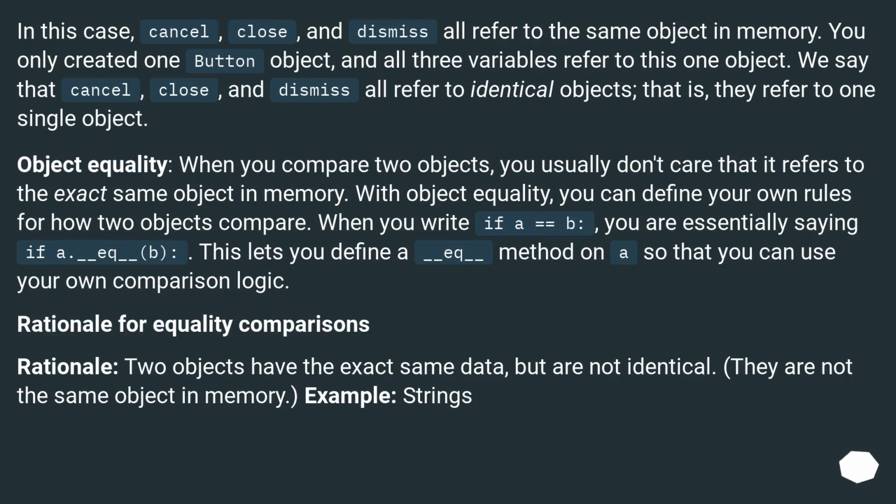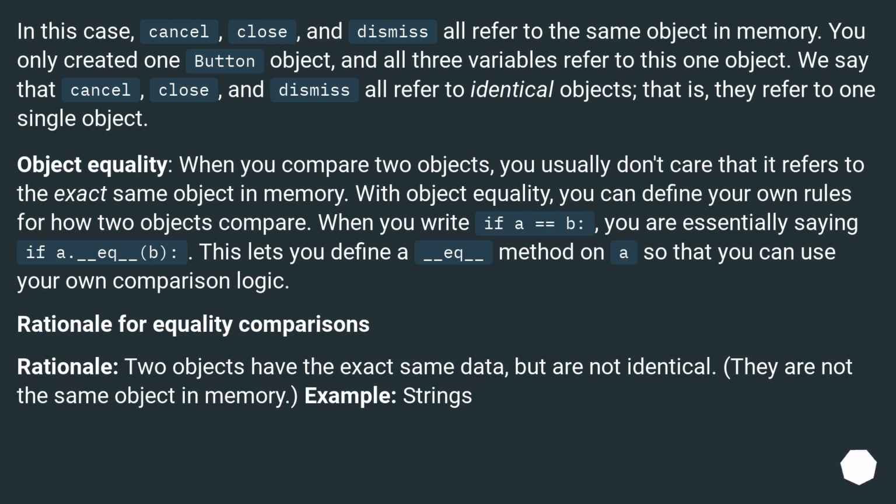In this case, cancel, close, and dismiss all refer to the same object in memory. You only created one button object, and all three variables refer to this one object. We say that cancel, close, and dismiss all refer to identical objects, that is, they refer to one single object.